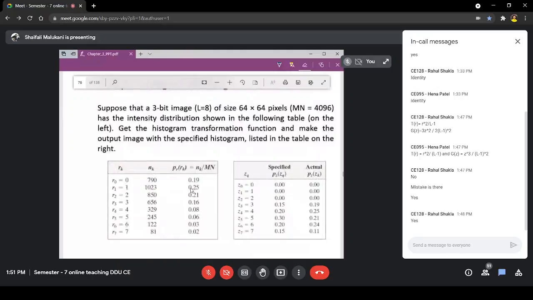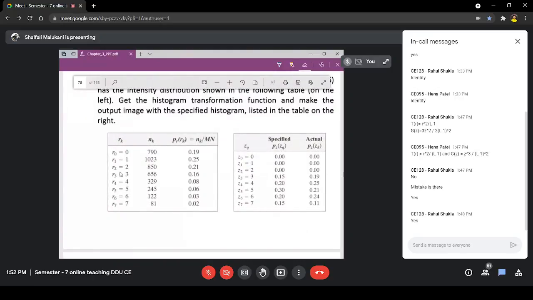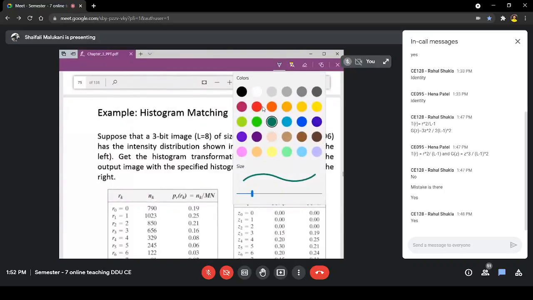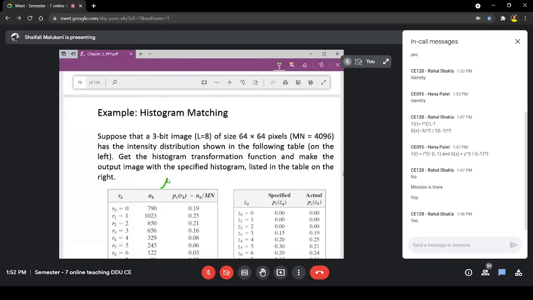Let us start directly with an example. This example we have already calculated for equalization. So what I have is my input image R available to me, and this is Z, which is available to us.